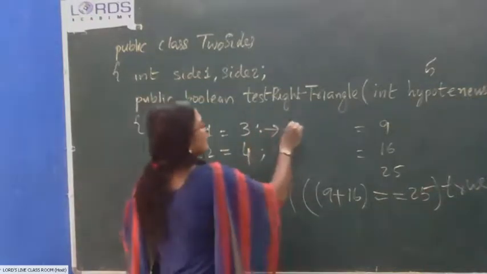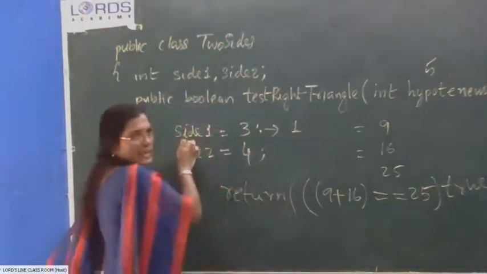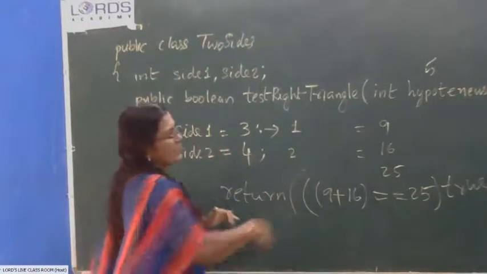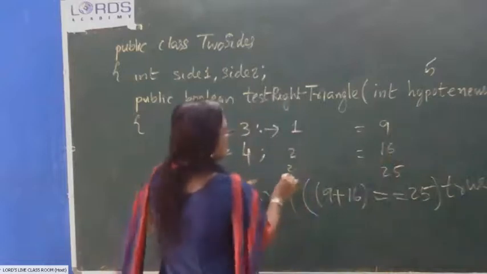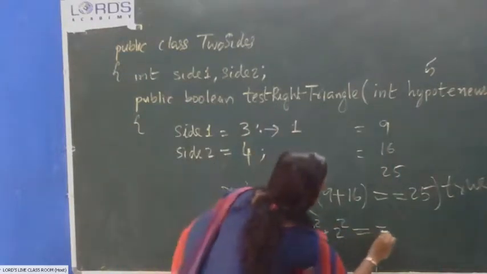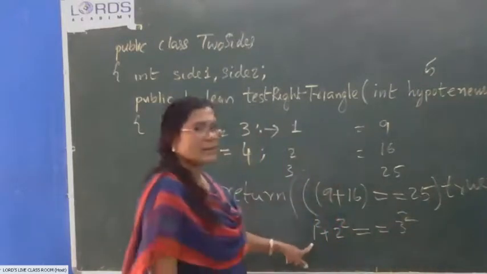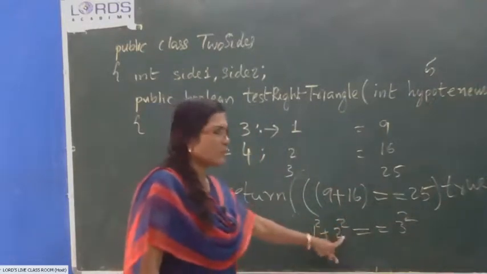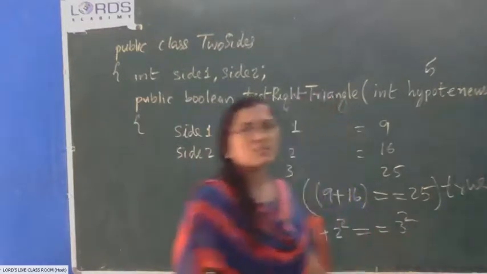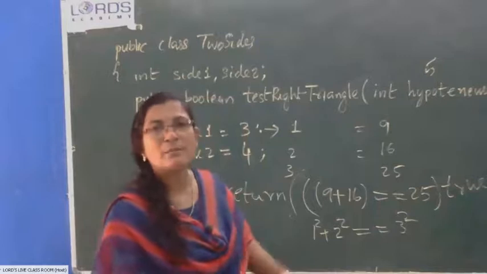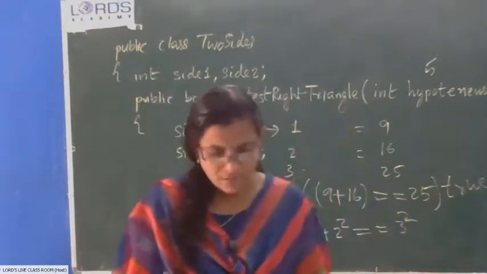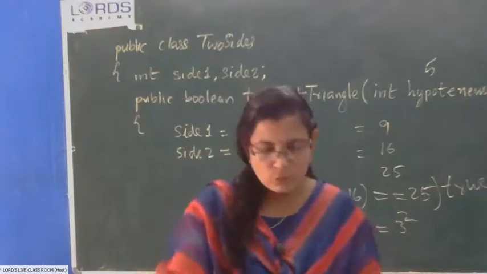So it will return you false. If you are providing the value for side 1 as 1, for side 2 as 2, for hypotenuse as 3, you just think 1 square plus 2 square equal to 3 square. 1 square is 1, plus 2 square is 4, 4 plus 1, 5, is not equal to 3 square. 3 square is 9. So it is not a right angled triangle. False will be the returned value. So this program also you have to do.